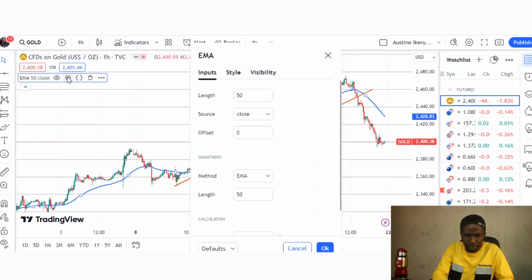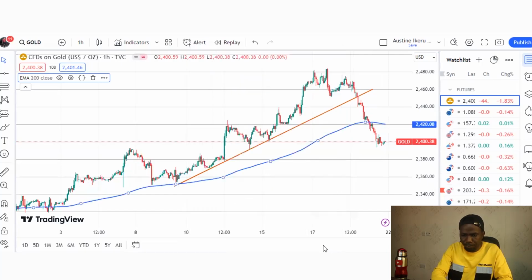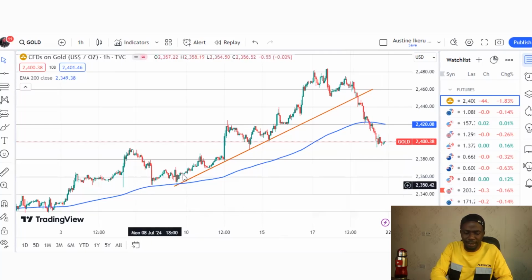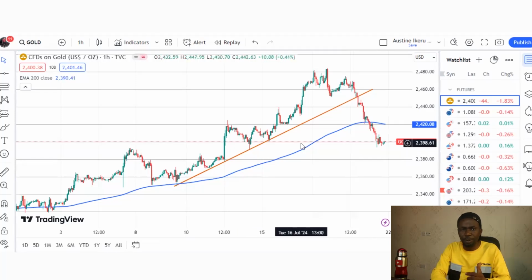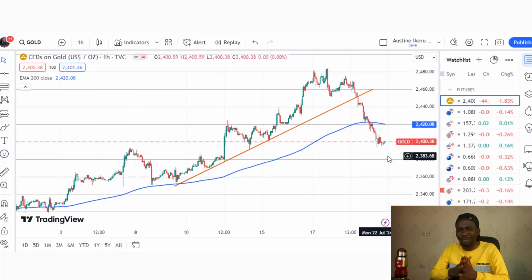Go to the settings and then we change it to 200. So you can clearly see that the price is far away from the 200 EMA, right? The price is far away from the 200 EMA. So the long direction of the market is uptrend, right? Because the price is far away from the 200 EMA. So this is where the price eventually crosses the 200 EMA, and this signals a new downtrend.